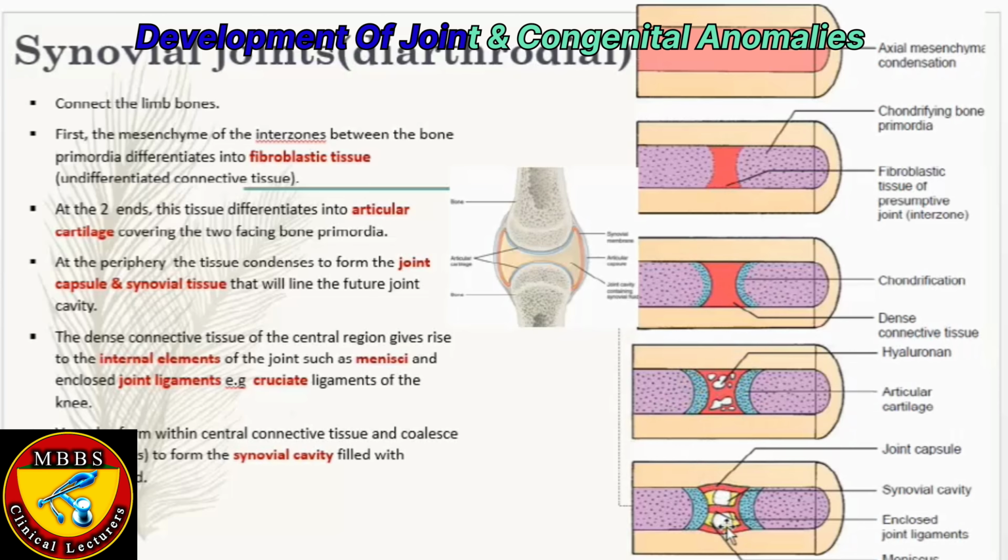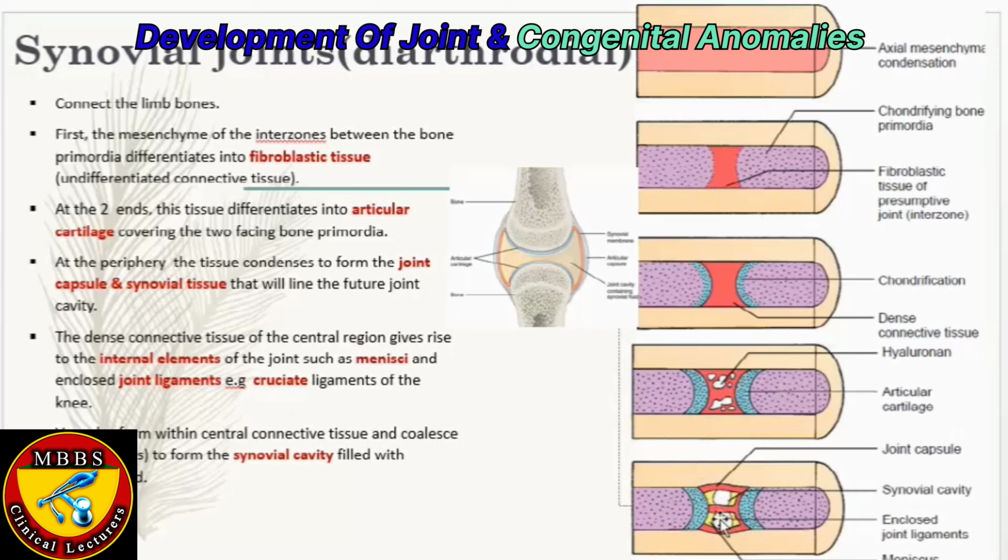The central part of the interzone will form different structures related to the joint, while at the periphery of the interzone, the joint capsule and synovial membranes are formed. As you can see in this adult structure, the joint capsule lies outside and internally it is lined by synovial membrane. So here the capsule will be forming from the peripheral interzone area, and it will be lined by synovial membrane.